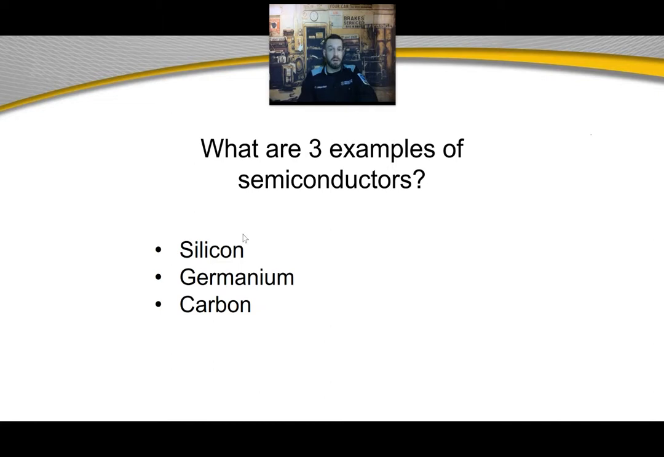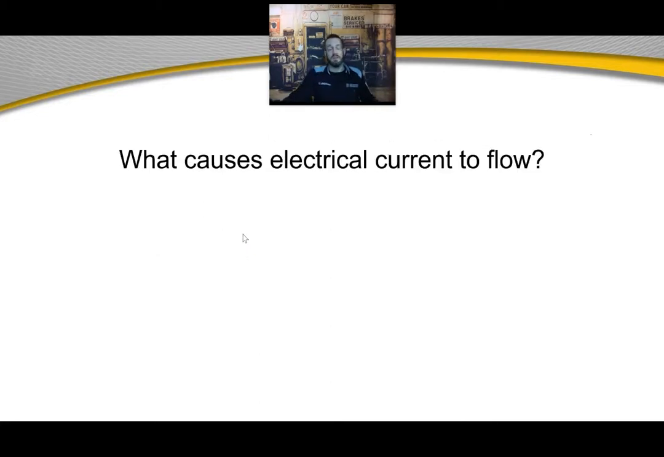Germanium, carbon, okay? These are all used in electronics because they can be doped to conduct electricity very easily. And that's going to a whole other thing. We'll talk about that later when we talk about transistors and stuff, okay?